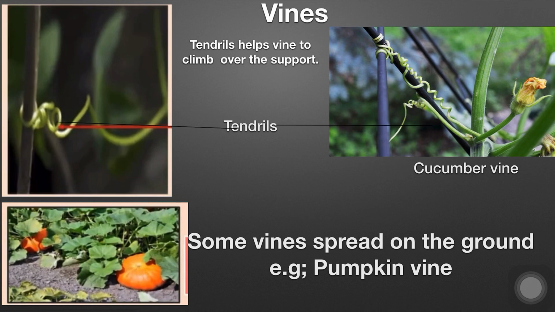On touch, the stem of the vine is rough and lightly pricking due to stiff prickling hairs present all over the stems. Some vines spread on the ground, for example, the pumpkin vine.